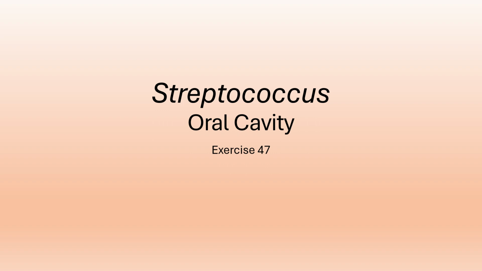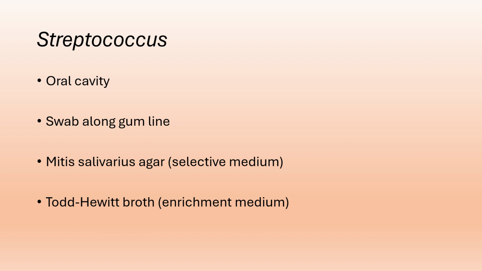This is the second experiment for the Streptococcus species that we're working with. In this case, you're going to be trying to isolate Streptococcus from the oral cavity. The previous one was with the upper respiratory tract. So remember, Streptococcus prefers a slightly lower concentration of oxygen than what we have in the atmosphere, so you have to keep that in mind when we incubate them.